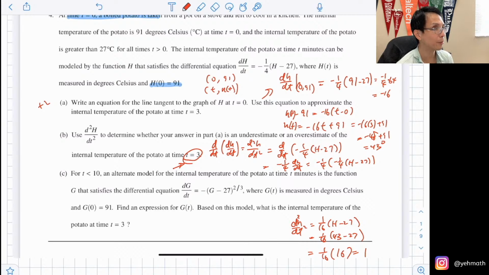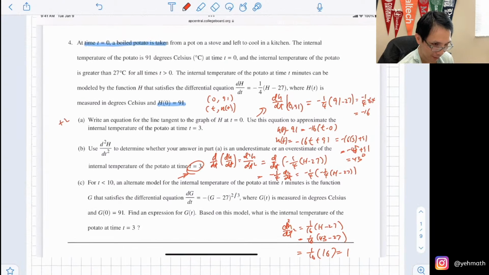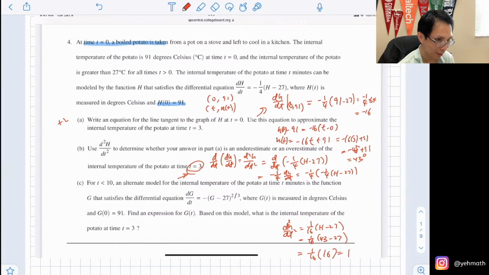So this question's hard because the second part is related to the first part. And if you got the first part wrong, then that's bad. But as long as your first part is greater than normal temperature, do you see that the internal temperature is always greater than 27 degrees for all time? 27 degrees is also known as standard temperature, right? It's 298, right? 25 degrees, or what's STP?